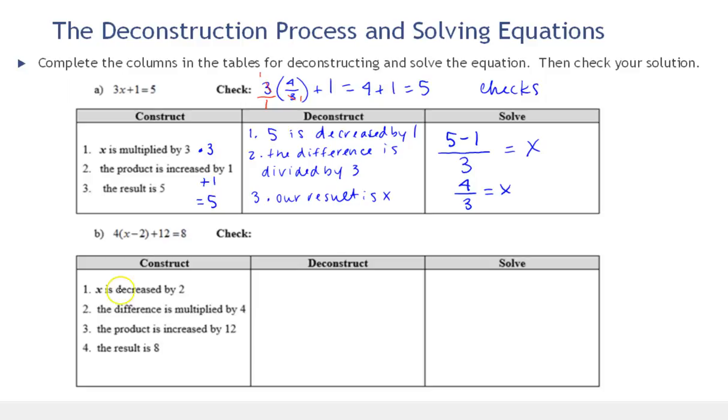Let's look at the next one. So let's put our shorthand like we did here. So we decreased by 2. We multiplied by 4, then we increased by 12, and the result was 8. Okay. So now we're going to start with 8, reverse this process to get back to x. So 8, well, we had increased by 12, so we're going to decrease. So 8 is decreased by 12. Then this is a difference, so the difference instead of multiplying by 4, we're going to divide by 4.